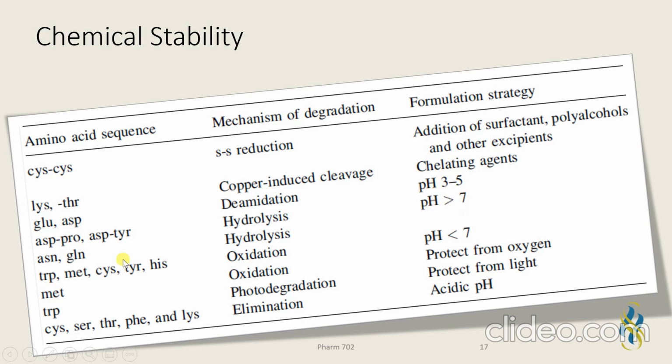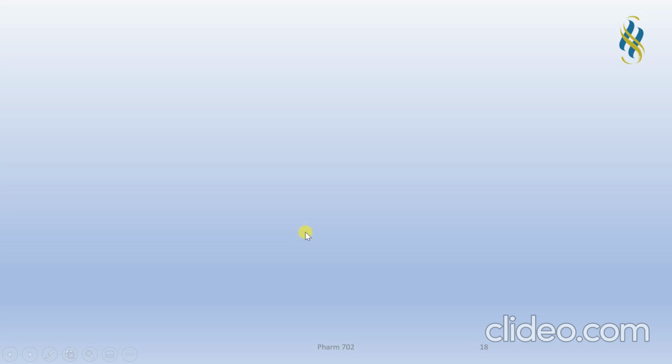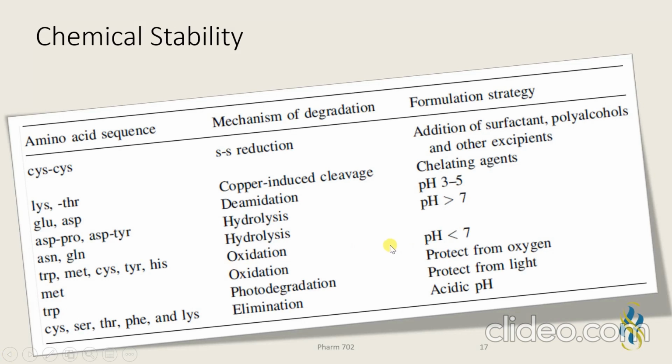The amino acids asparagine and the amino acid GLN, that is glutamine, as well undergo hydrolysis reaction, and the formulation strategy is to maintain the pH greater than 7. Amino acids like tryptophan, methionine, cysteine, tyrosine and histidine undergo oxidation reactions. The formulation strategy is to maintain the pH of the formulation less than 7.